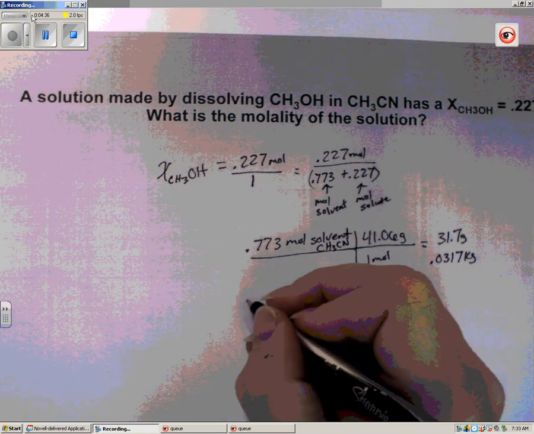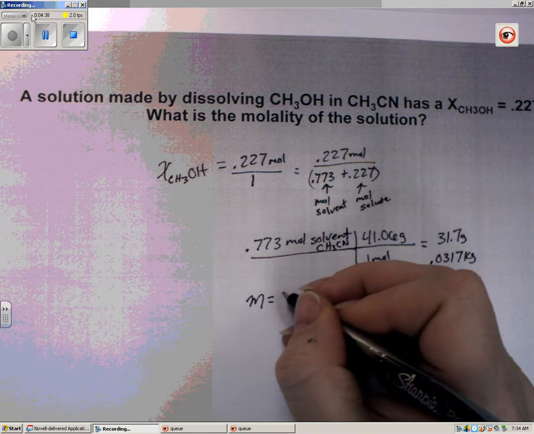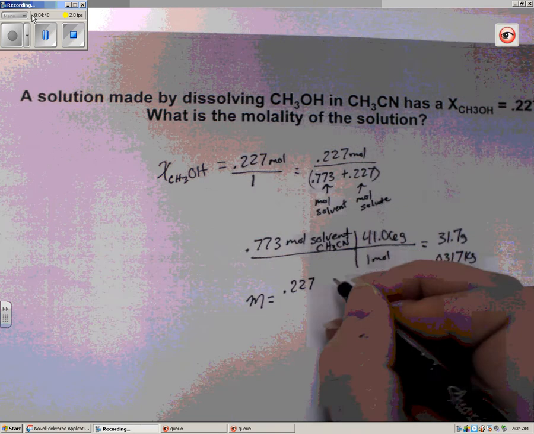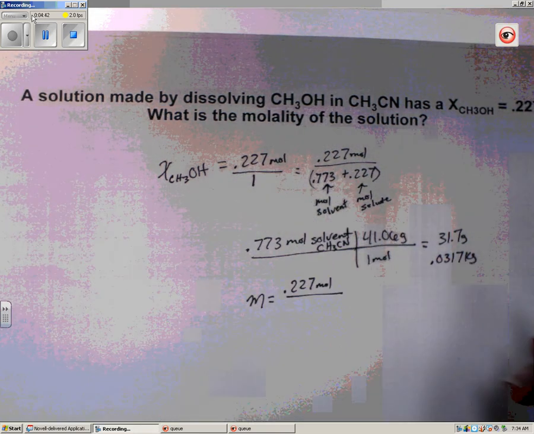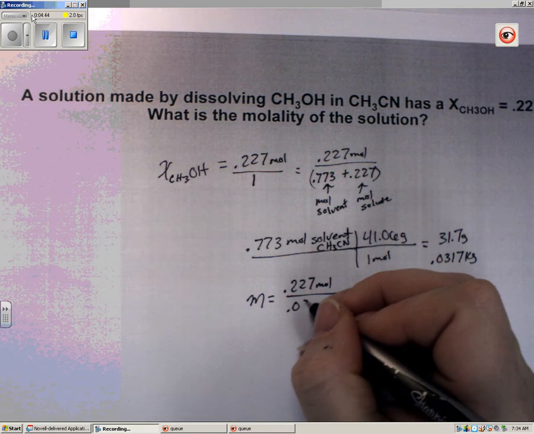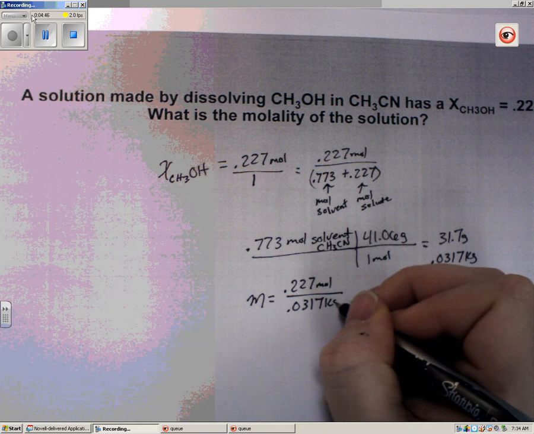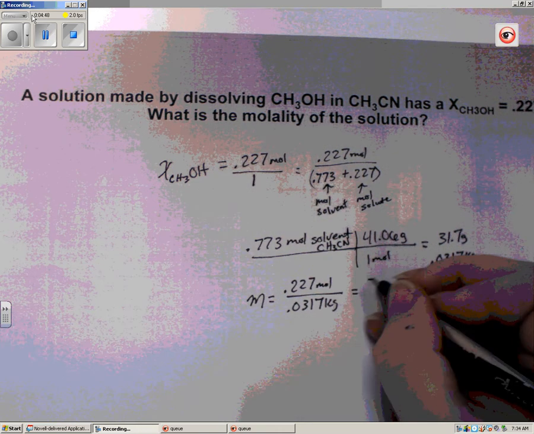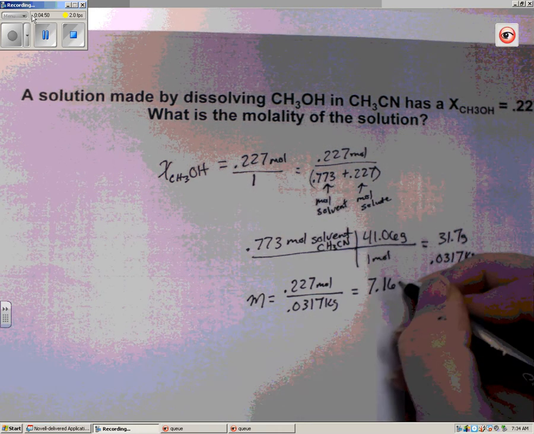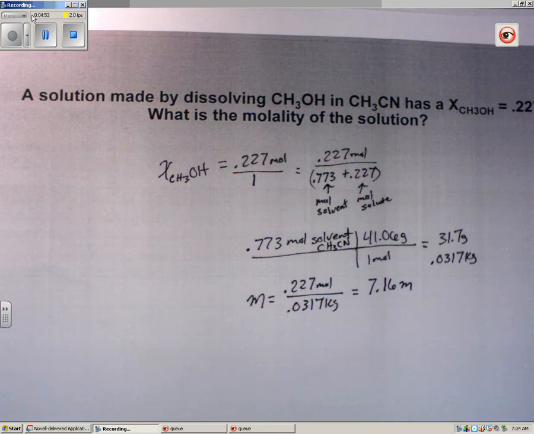All right, so then molality is equal to moles of solute, 0.227 moles, divided by our kilograms of solvent, and that gives us a molality of 7.16 molal. So you end up with the same answer, just going about it 2 different ways.